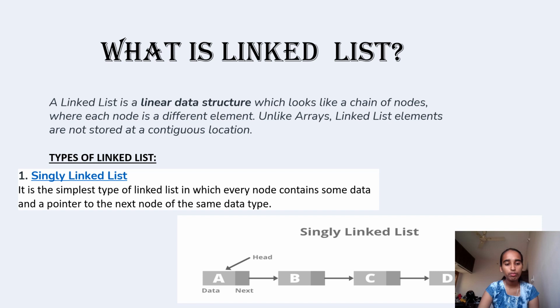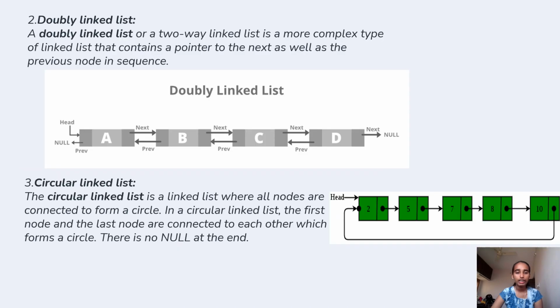Singly linked list. It is the simplest type of linked list in which every node contains some data and a pointer to the next node of the same data type. Let's see the doubly linked list. A doubly linked list or a two-way linked list is a more complex type of linked list that contains a pointer to the next as well as the previous node in sequence. You could see in the picture.